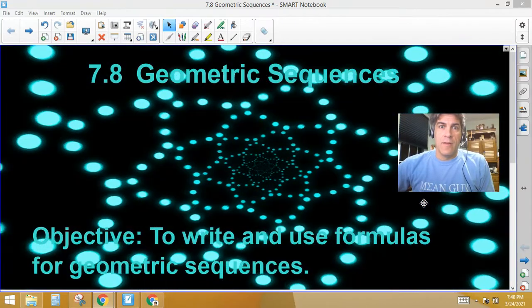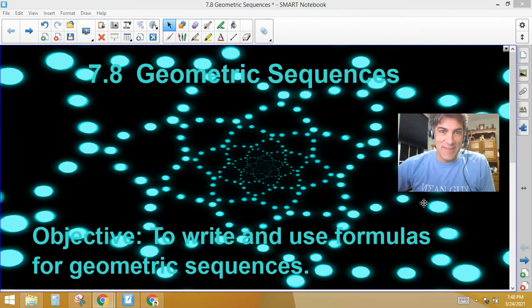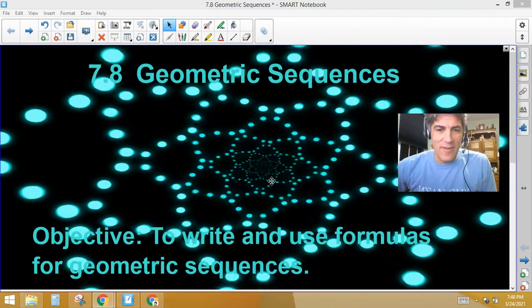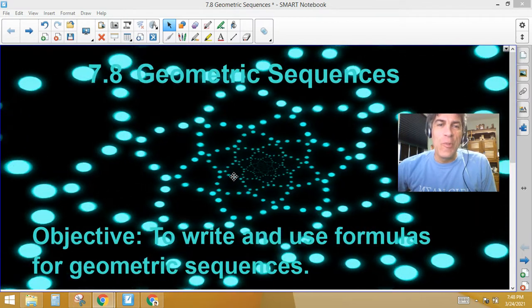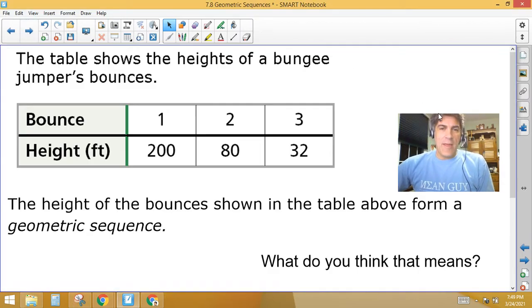Hey everybody, last lesson, 7-8, geometric sequences. I'm not going to stay on this page too long, it's getting me all dizzy. Our objective here is to write and use formulas for geometric sequences. Okay, I'm done with that.